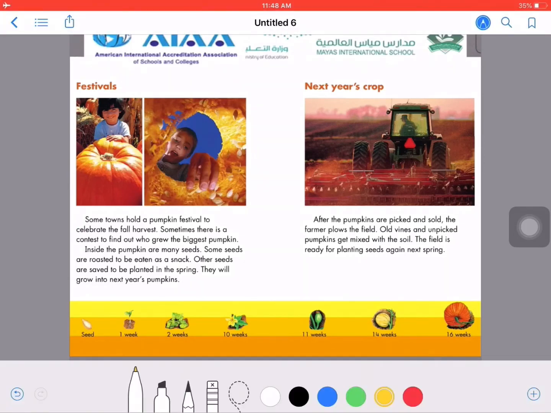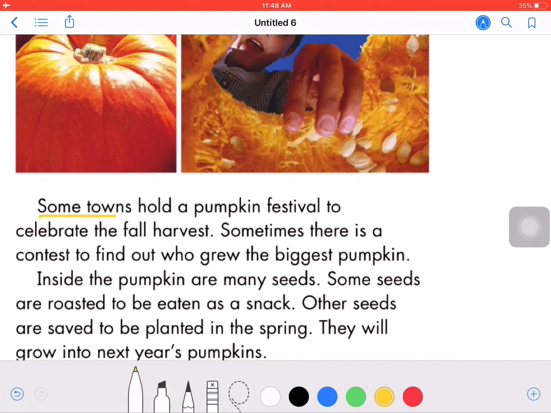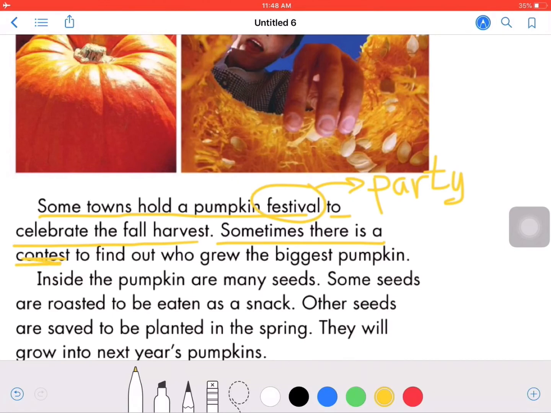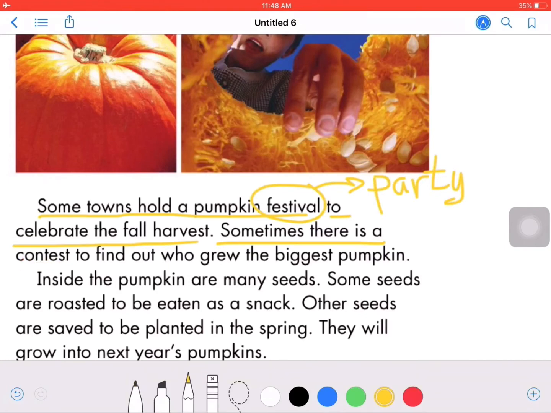Festival. At the end we have this festival. Some towns hold a pumpkin festival as a party, okay? It means a party. Why? To celebrate the fall harvest. Sometimes there is a contest, like a competition. It's not exactly a competition, but it's like a competition. Why this competition? To find out who grew the biggest pumpkin. So everyone says, oh, I grew the biggest pumpkin. Then all of them gather together and decide which one is the biggest pumpkin.